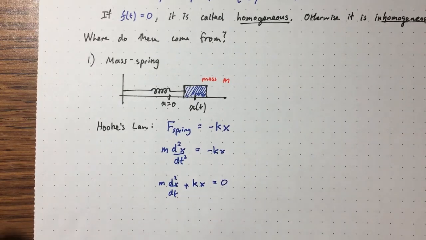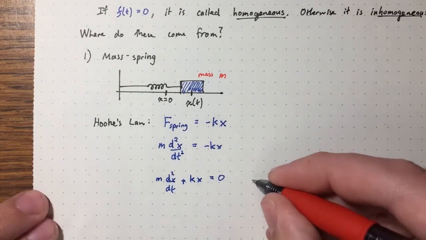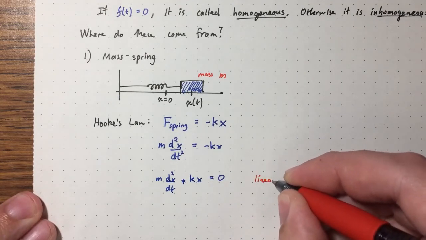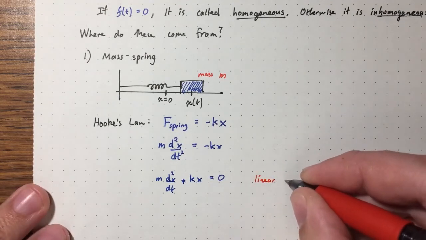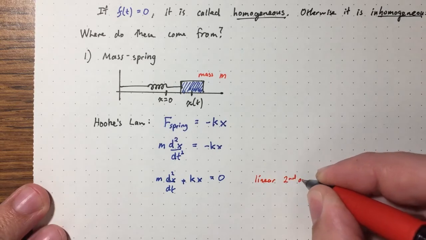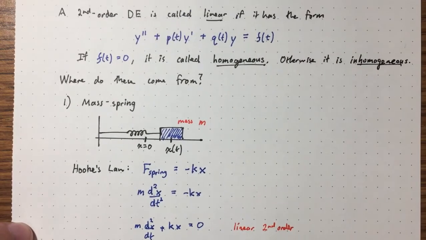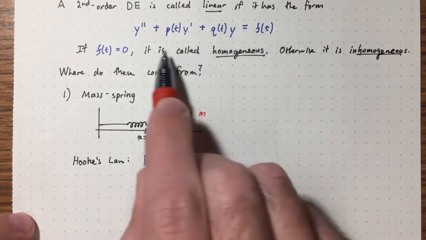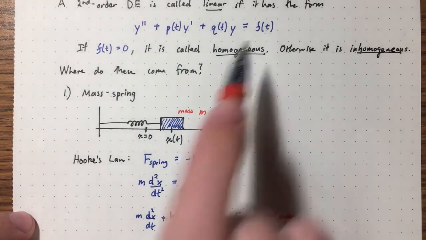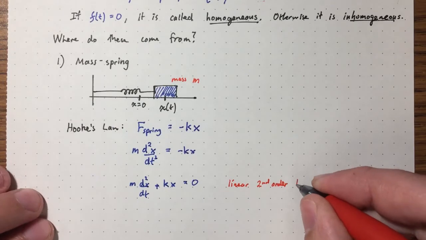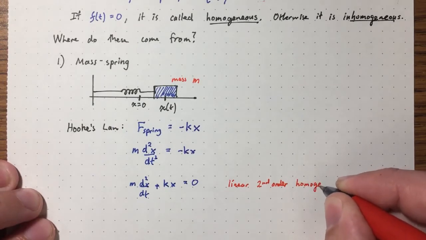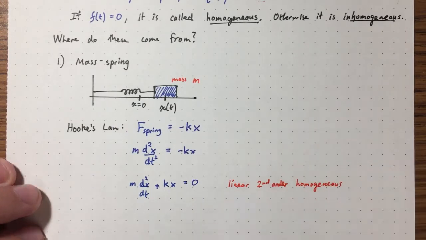So what do we have here? What we have here is a linear second order. And is it homogeneous or inhomogeneous? This one is homogeneous because when we write it in this form, we just get 0 on that side. So it's linear second order homogeneous. Okay.